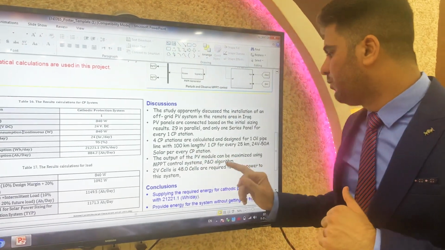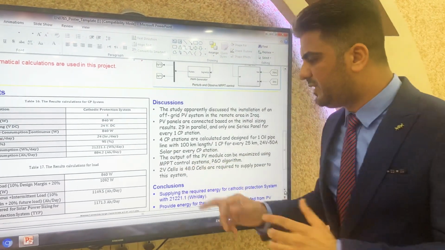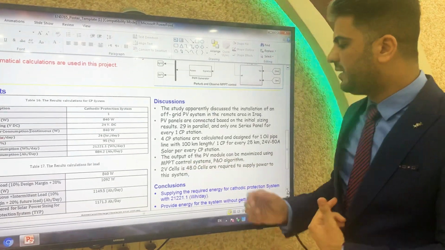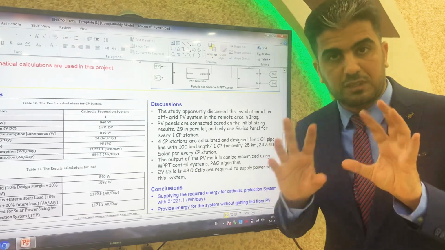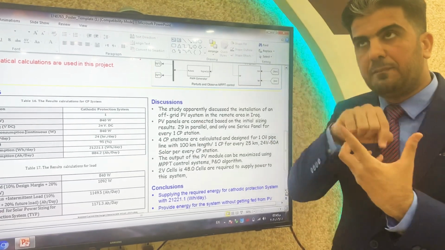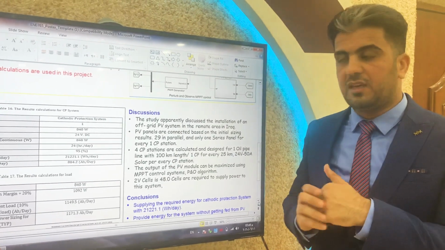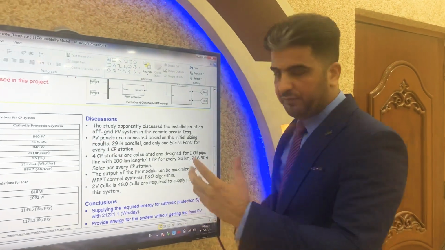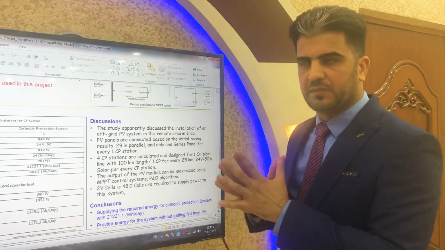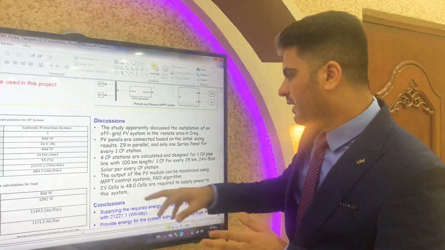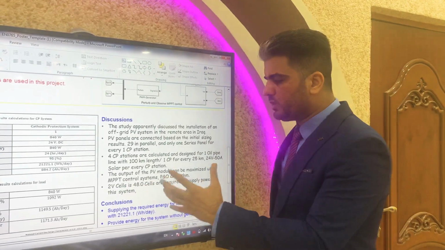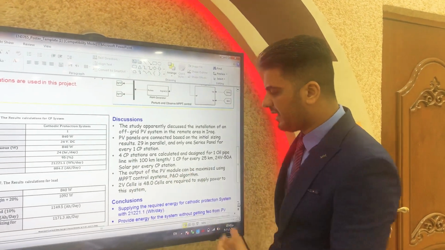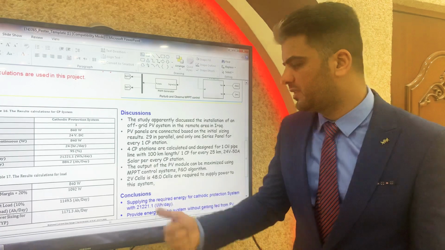The output of the PV model can be maximized using an MPPT control system. I use MPPT, maximum power point tracking, and I use this algorithm. I wrote the code in MATLAB to find the maximum power point tracking, to find the high percentage of irradiation in different environmental conditions. I also use 2V cells, with 48 cells required to supply power to the system.